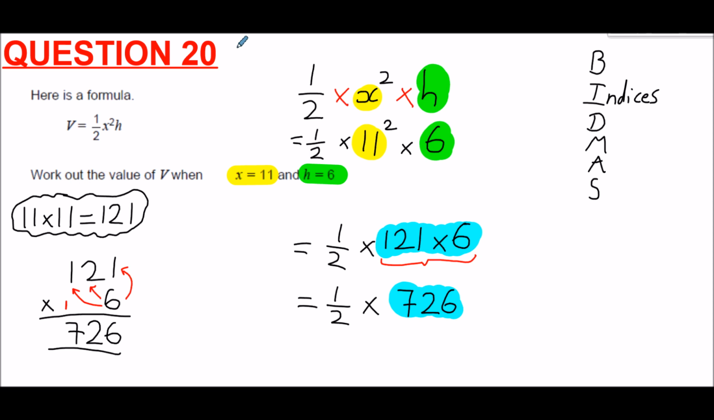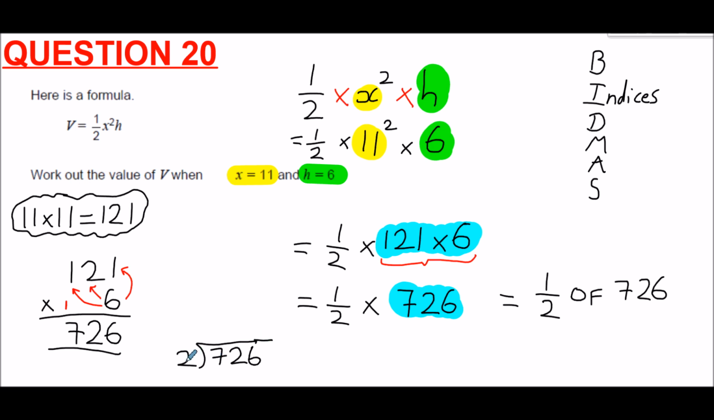Now what we need to do is 1/2 multiplied by 726. Half of a number is the same as half multiplied by a number. And so multiplication often works as of. So what this means is half of 726. So what we need to do now is just do 726 divided by 2. So we can use the old bus stop method for this one.